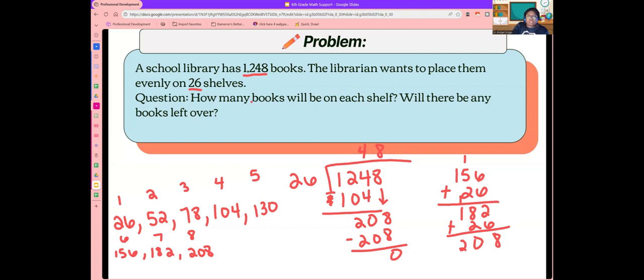So to answer our question, how many books will be on each shelf? There will be 48 books on each shelf. Will there be any books left over? There is a 0 remainder, so there will be no books left over.